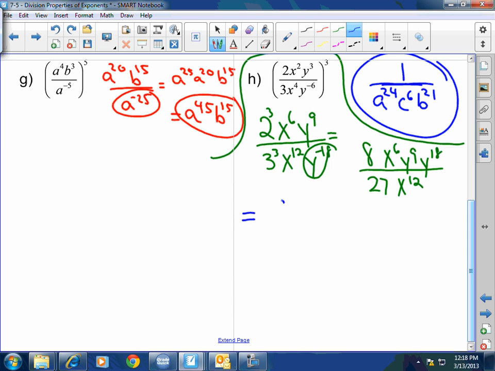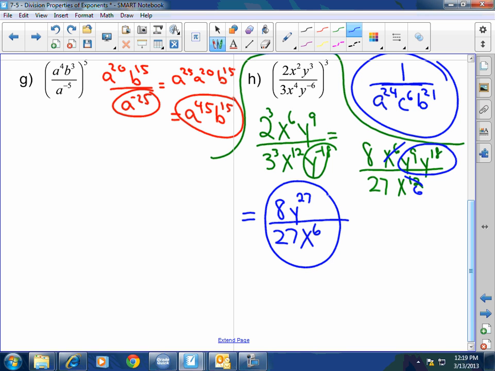8 and 27 cannot reduce, so I have my 8 and 27. The x to the 6th on top takes 6 from the bottom. I'm going to have x to the 6th in the denominator. Y to the 9th times y to the 18th. When you multiply the same base, you keep the base and add the exponents. That's y to the 27th.